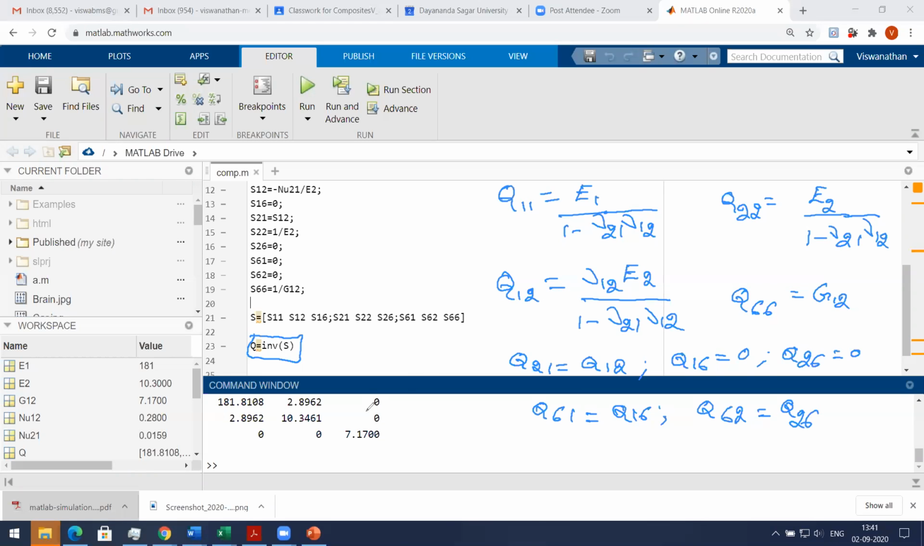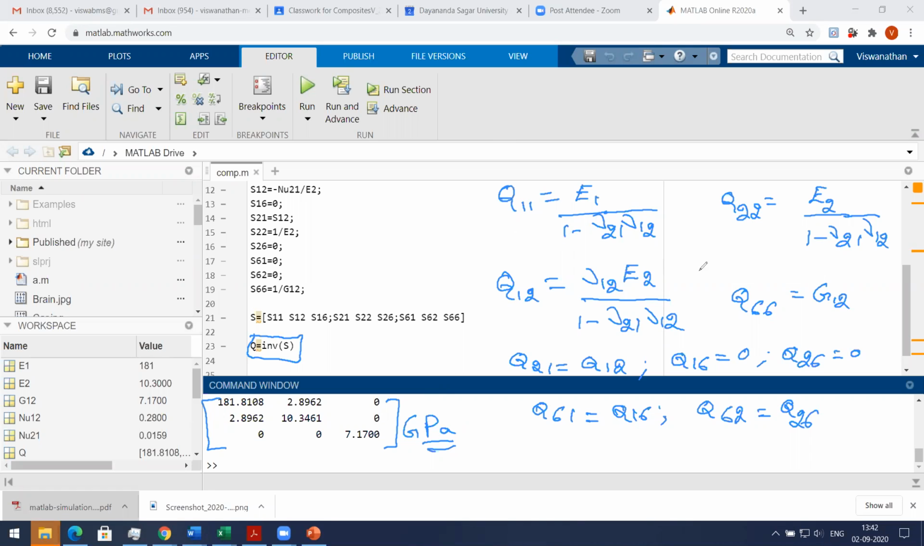Okay, so what are the units of this matrix over here? Newton per meter square. GPa, sir. Yeah, these things are in GPa, because E1, E2 and G12 are given in GPa for this numerical. Newton per meter square is fine, but this was in GPa, so we have it as GPa. Okay, fine.